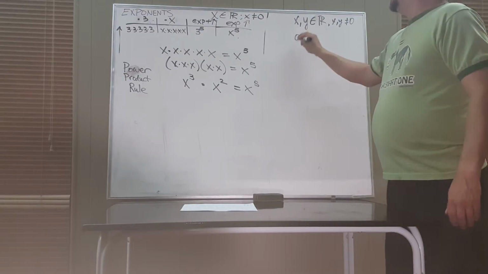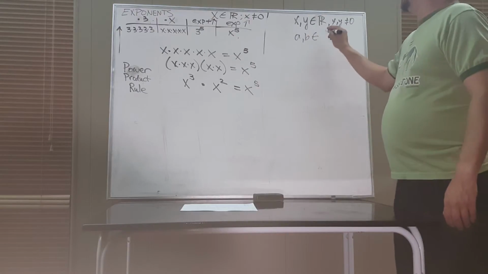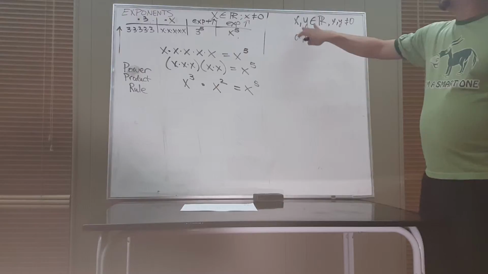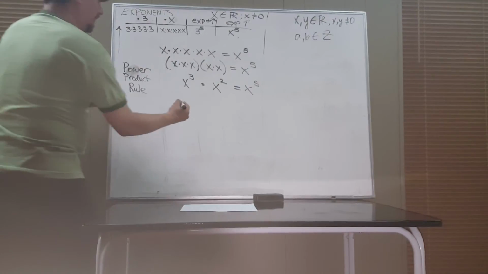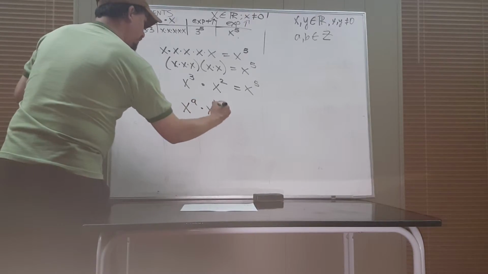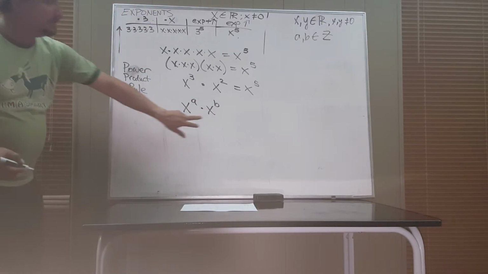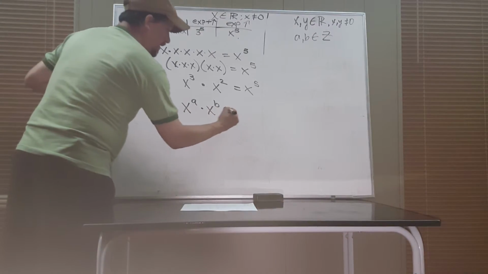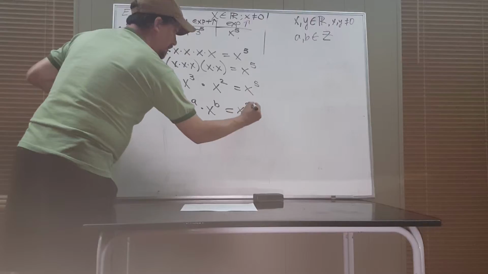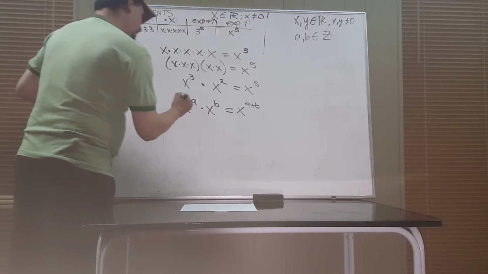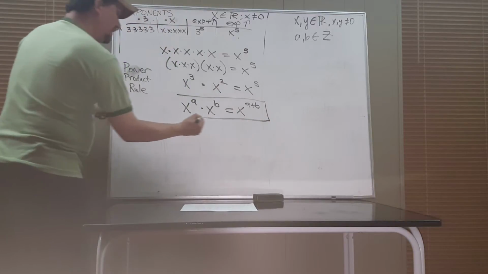And we're going to say a and b belong to Z for now. Okay? So a and b are integers, and x and y are real numbers. I can make any rule out of this such that x to the a times x to the b, so we have the same base here, x to the a times x to the b is equal to x to the a plus b. Okay. x to the a times x to the b equals x to the a plus b.